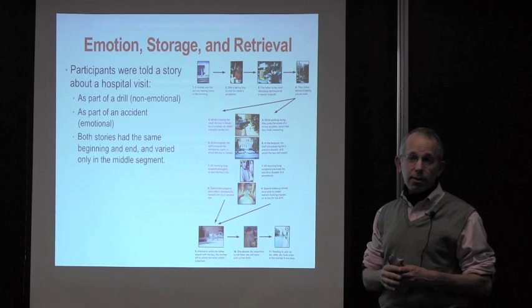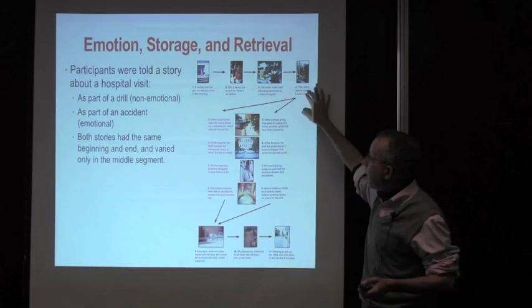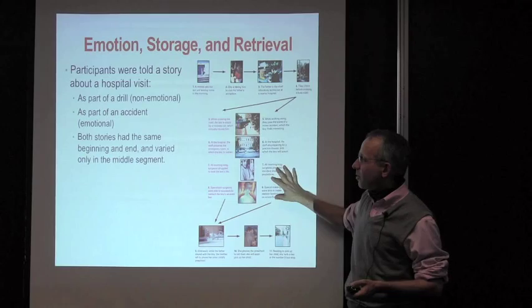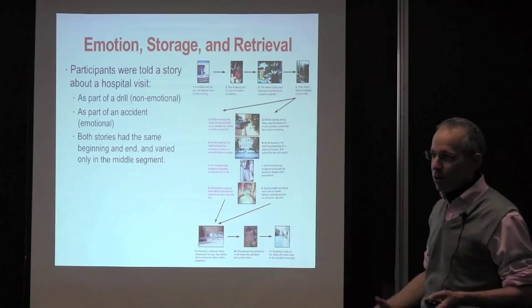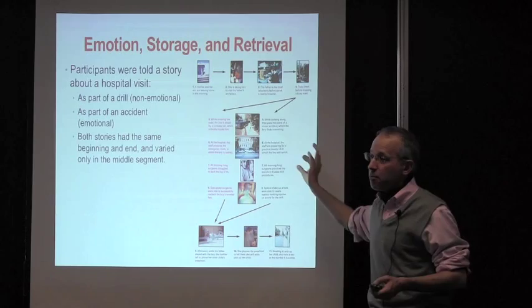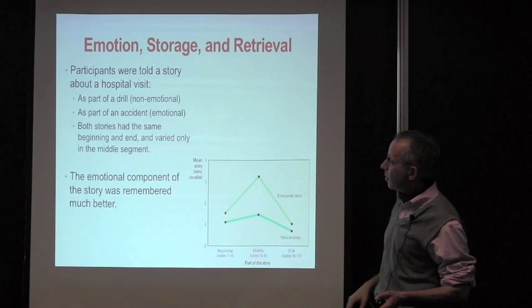Emotion does affect our memories. Participants were told this is a story, and the basic idea is that there are three parts to a story: a beginning, a middle, and an end. The middle part of the story can change. It's a substitutable version, and there's either a highly emotional or a non-emotional part. They're both about a visit to a hospital, but in one case it's just a drill and you're going for a tour. In the other case, it's because of a terrible accident, with blood and everything else. Both stories have the same beginning and end and vary only in the emotional salience of the middle. And what they found is that the emotional component of the story was remembered much better than the non-emotional condition. So here's a case where the details of the emotional part are remembered.